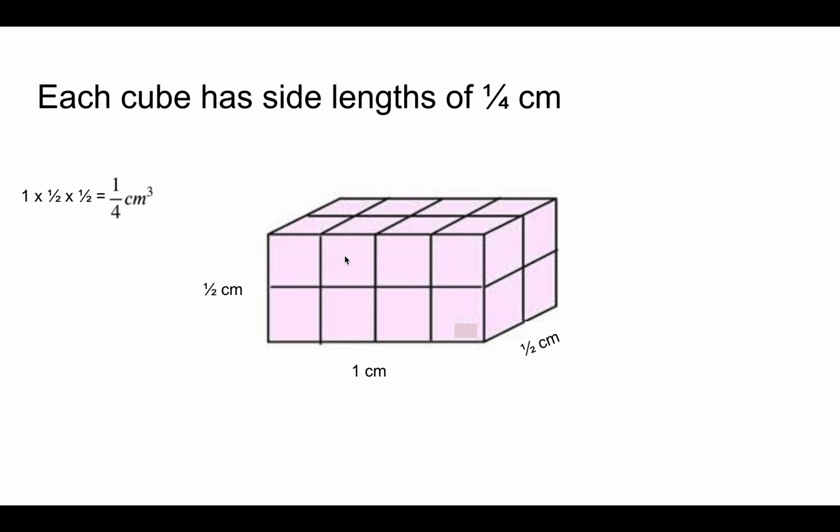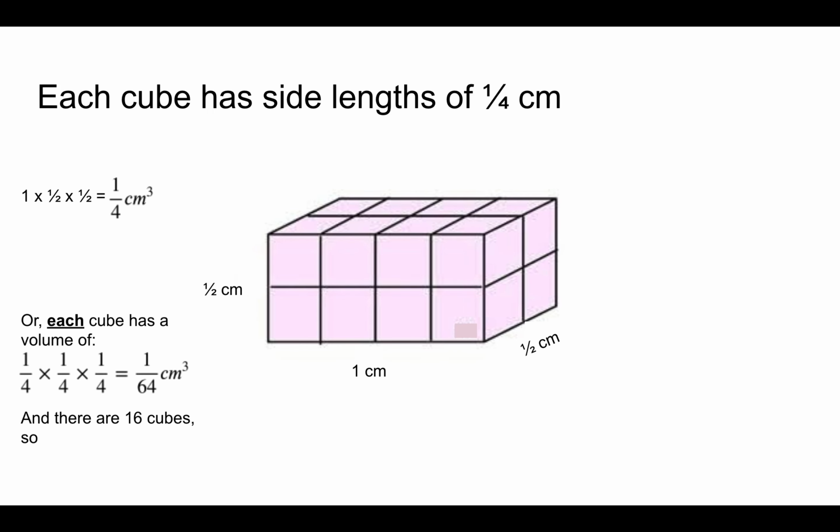The other way I can think about it is that I already counted that there were 16 total cubes. So if I can find the volume of 1 cube, I just need to multiply that 16 times. So to find the volume of 1 cube, I would do length times width times height. So in this case, that's 1/4 times 1/4 times 1/4. 1/4 times 1/4 is 1/16. 1/16 times 1/4 is another 16 times 4, which gives us 64. So 1/4 times 1/4 times 1/4 is 1/64 of a cubic centimeter. So each of these cubes has a volume of 1/64 centimeters cubed.